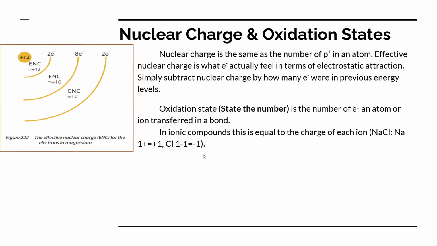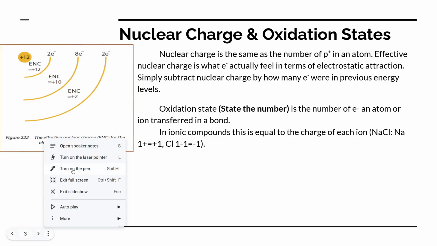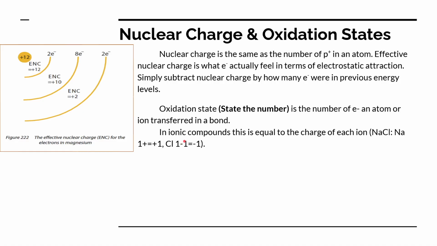Now, in ionic compounds, this is equal to the charge of each ion. For example, NaCl: Na has a 1+ charge and is going to have an oxidation state of +1. Yes, it's specifically +1, not 1+. They swap it for whatever reason from charge to oxidation state. It's really dumb. Now, Cl, oh excuse me, this is supposed to be a 1- charge, which is going to equal a -1 oxidation state.